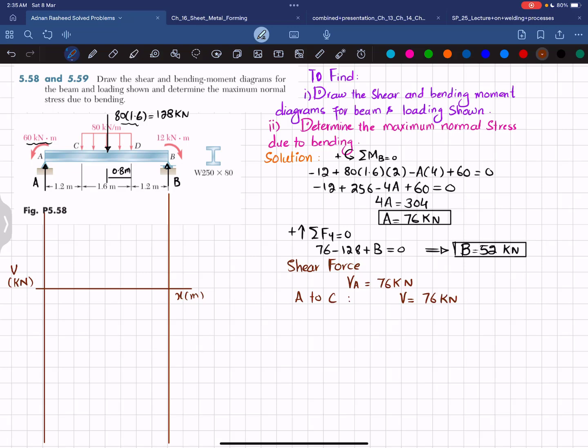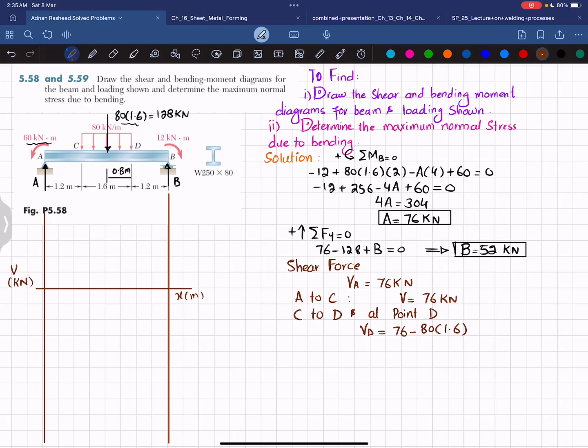From C to D, at point D, the shear force VD will be equal to the shear force at C, which is VA, plus this load. You can see this 80 multiplied by 1.6 will give you the shear force at this point. Clear? So I can write it: it will be equal to 76 minus 80 multiplied by 1.6.